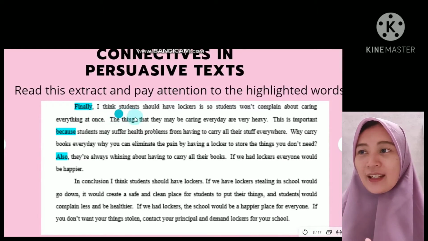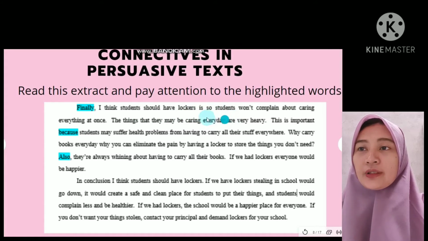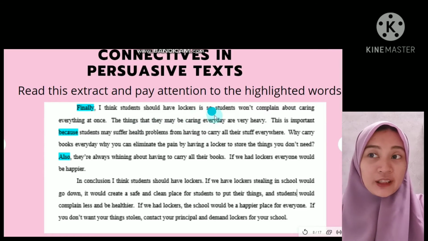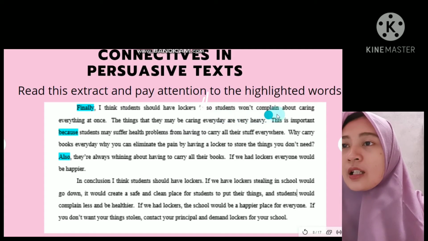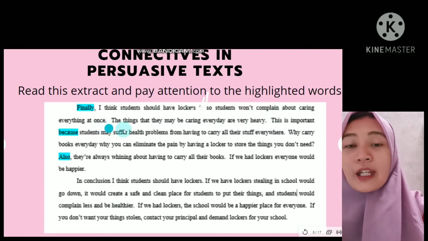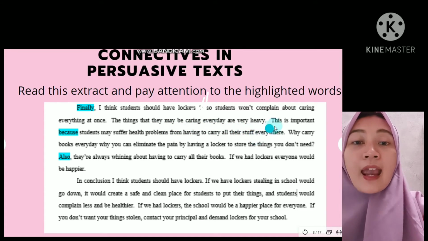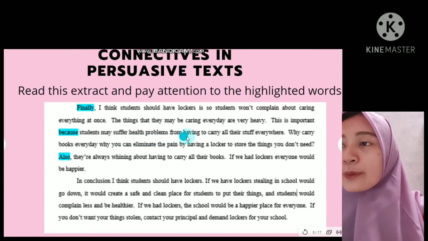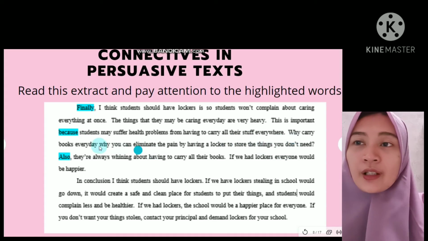Finally, another one. I think students should have lockers. Sorry, grammar mistake. Students won't complain about carrying everything at once. The things that they may be carrying every day are heavy. This is important because students may suffer health problems from having to carry all their stuff everywhere.